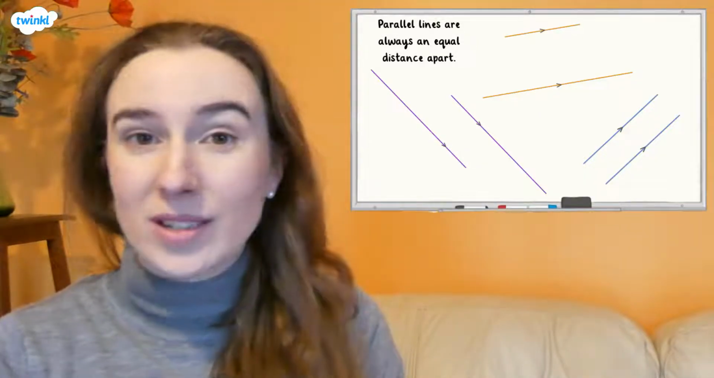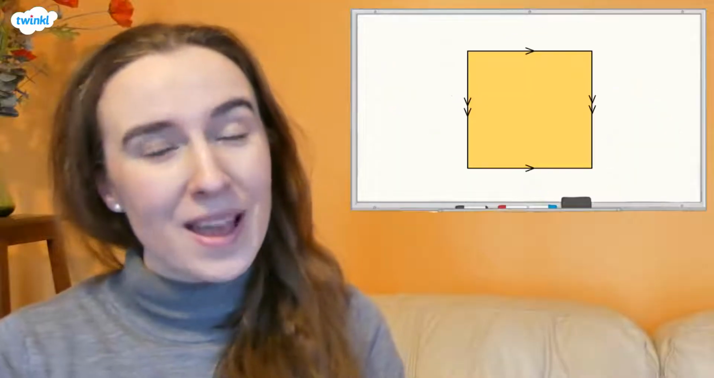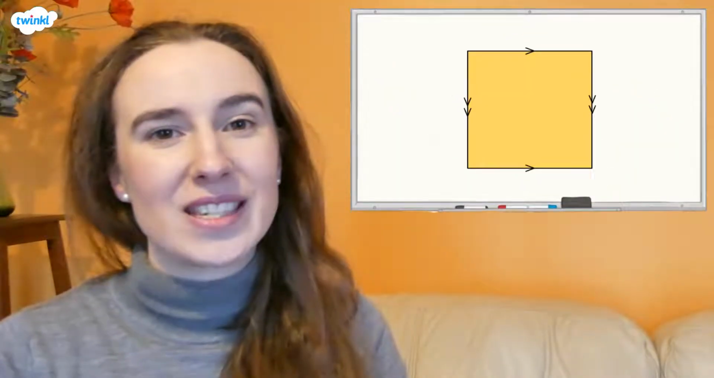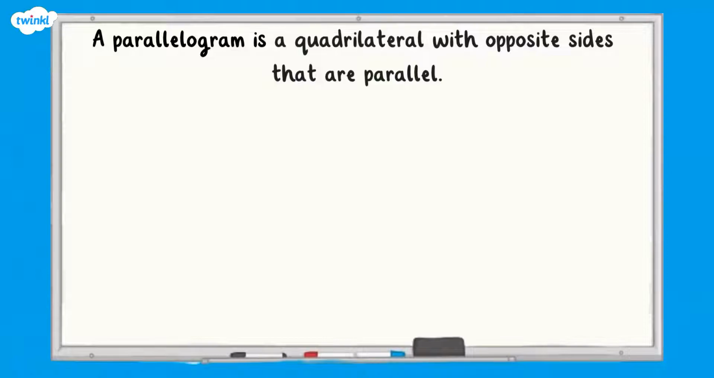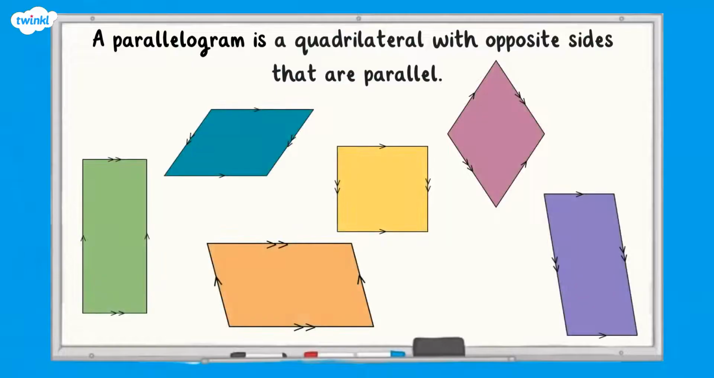If there is more than one set of parallel lines in a shape, then two arrowheads can be used, like this. A parallelogram is a quadrilateral or four-sided shape with opposite sides that are parallel. Here are some examples of parallelograms with the parallel sides labelled. Rectangles, squares and rhombuses are all types of parallelogram.